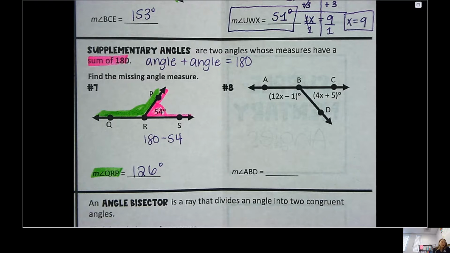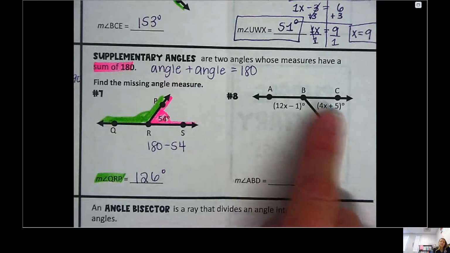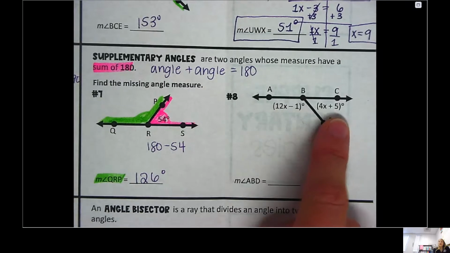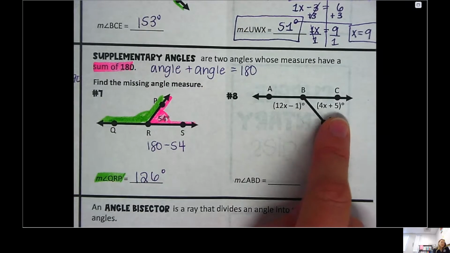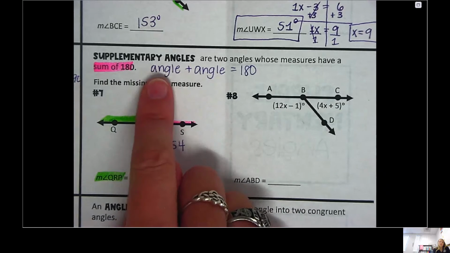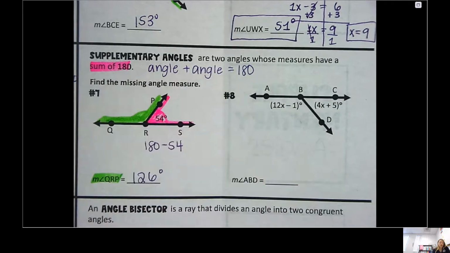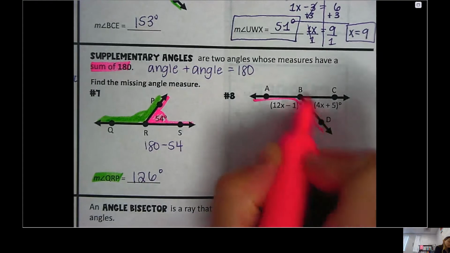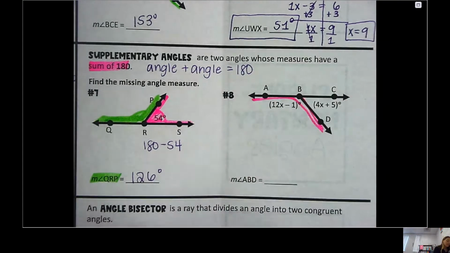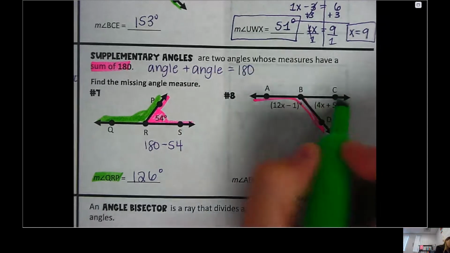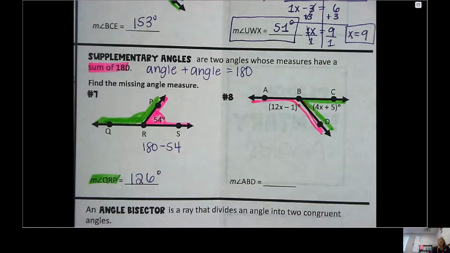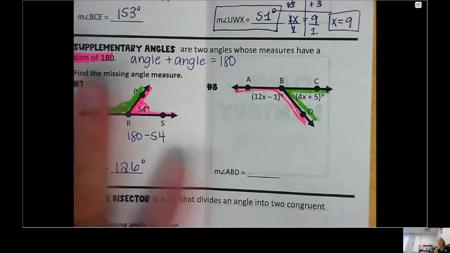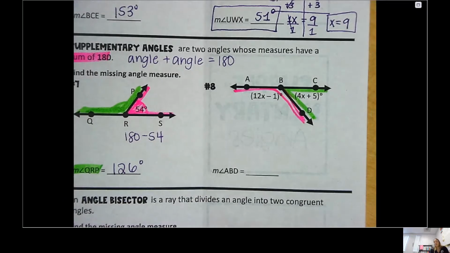So now in number 8, I've got 2 different angles. What I want to do is solve for x, and I want to set it up as angle plus the angle equals 180 degrees. So I want to take the pink angle here plus my green angle and set it equal to 180 degrees. Who can tell me the actual equation that I want to write down?